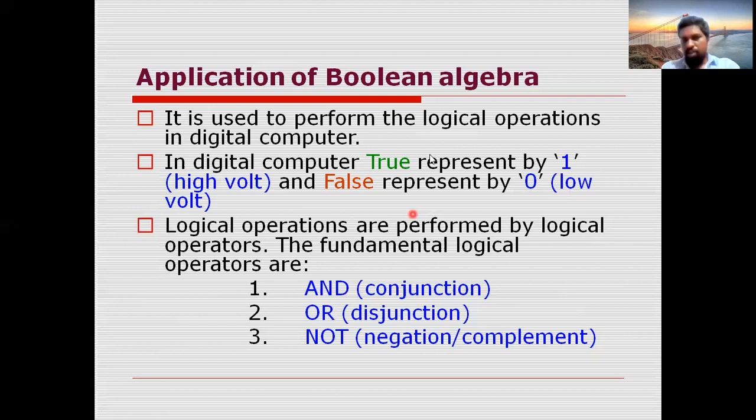And the logical operations are three basic fundamental operations: AND, OR, and NOT. We call AND a conjunction, we call OR a disjunction, and we call NOT a negation. So these are the three basic operations we perform in Boolean algebra.